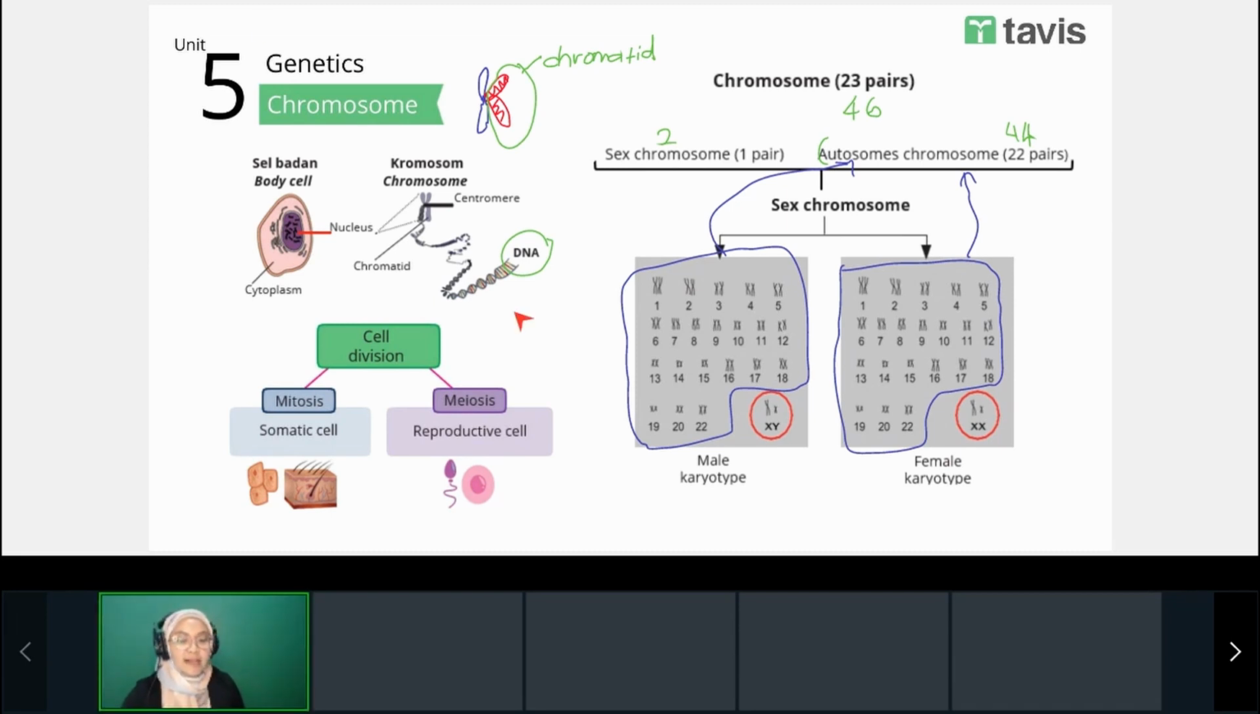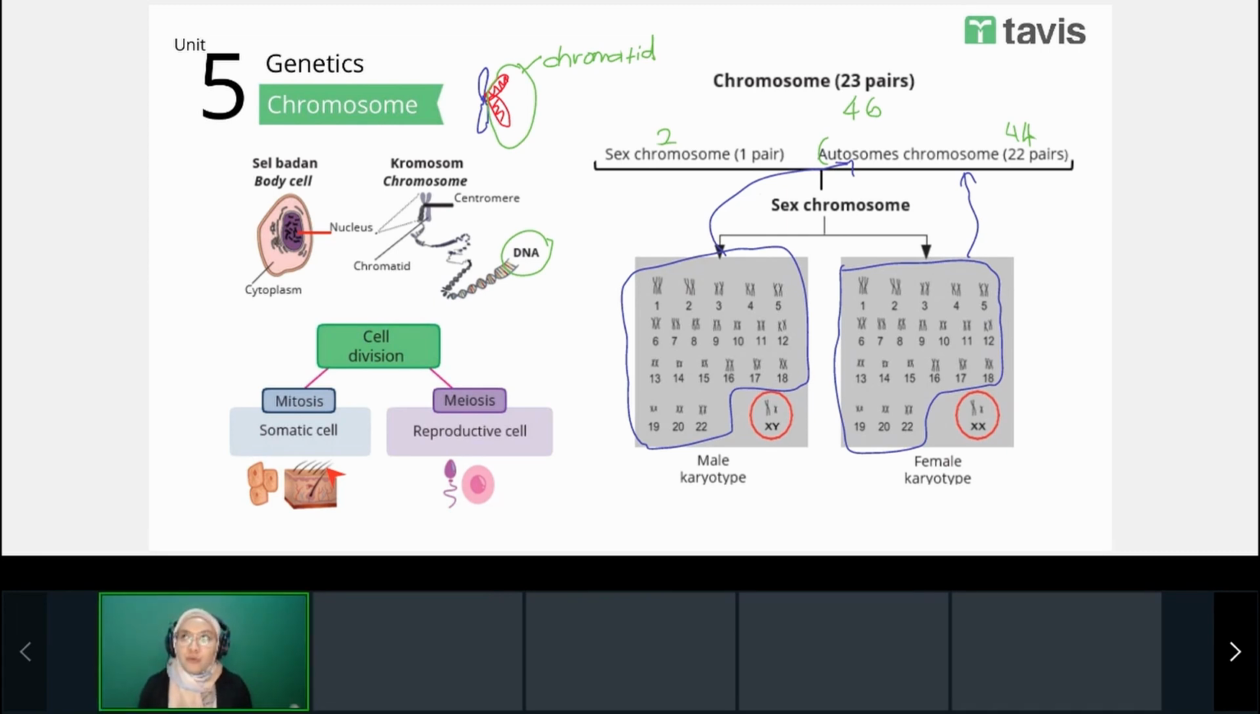Okay, let's see cell division. When we talk about our cells, they always have to undergo cell division. There are two types of cell division. The first one is mitosis, and the second one is meiosis. What is the difference between them? Mitosis always happens in somatic cells, like our skin, our nails, anything in our body that has its own cells. So mitosis always happens in a somatic cell. While meiosis only happens in reproductive cells, such as sperm and ovum.